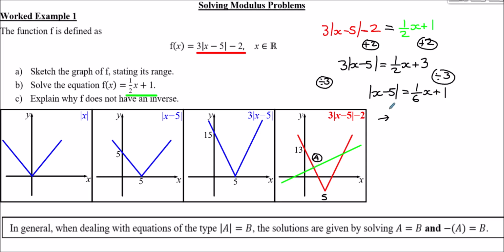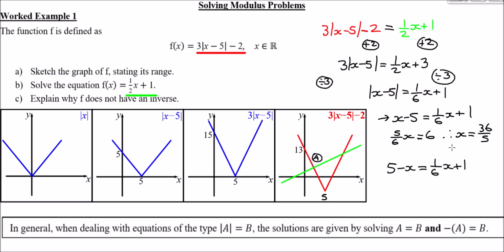So therefore, I'm solving when x minus 5 equals 1/6 of an x plus 1. And I'm going to solve when minus this modulus, in other words, when 5 minus x equals 1/6 of an x plus 1. So for the first one, if I subtract 1/6 of an x from both sides, that gives me 5/6 of an x over here, that will disappear on this side, then add 5 to both sides, I get that 5/6 of an x equals 6. Therefore, dividing both sides by 6 and dividing by 5, one solution is that x equals 36 over 5.